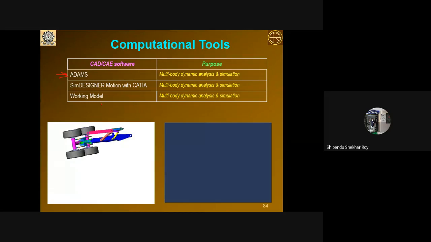But CATIA is a very costly one. Its quality is just like a Mercedes Benz. But the same company developed a relatively affordable version, that is SolidWorks. It's similar to your common Maruti car, say Dzire or Swift, this sort of car, which is low cost and affordable. So you have to learn any one of these two.